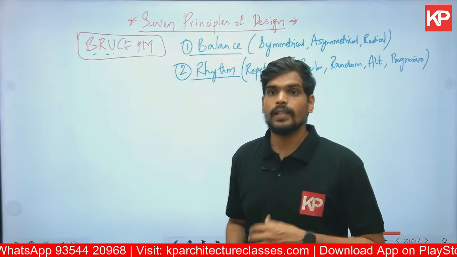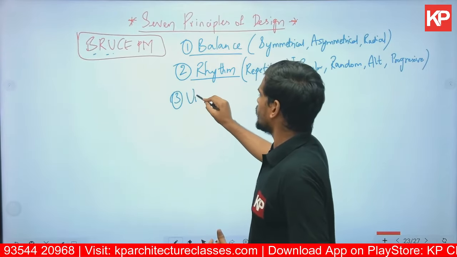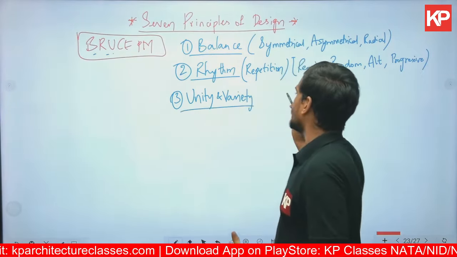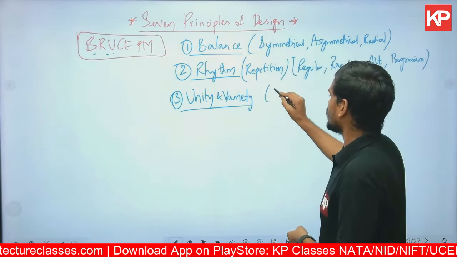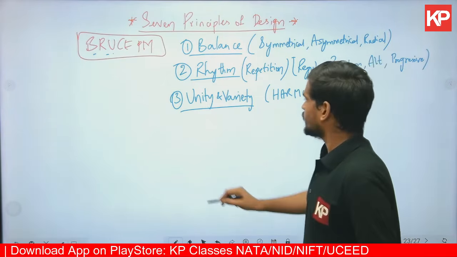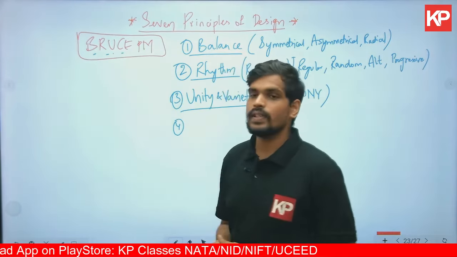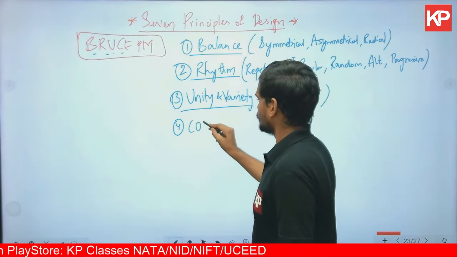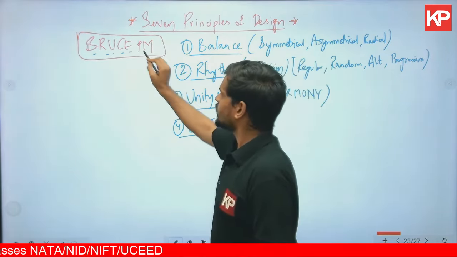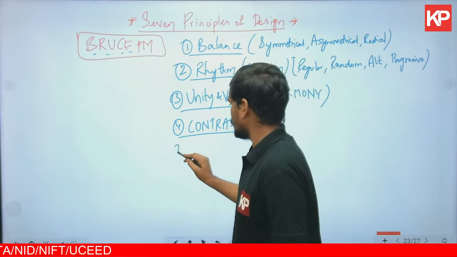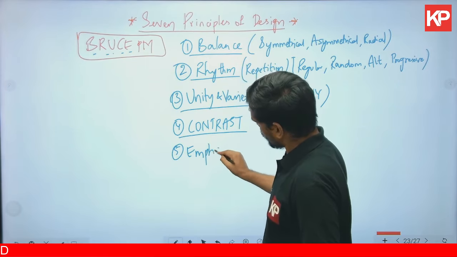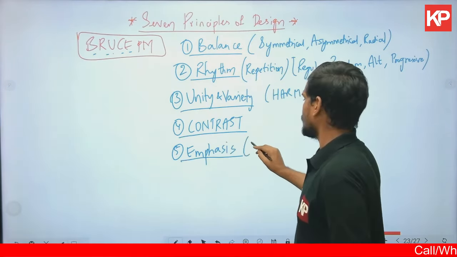Third principle of design with U is unity, where we studied about unity and variety. And the point to be remembered under unity and variety is, I told you, balance between unity and variety is called harmony. Then we saw the 4th principle of design, that starts with C, contrast. Fifth principle of design, starting with E, is emphasis. I told you emphasis is also called focus.